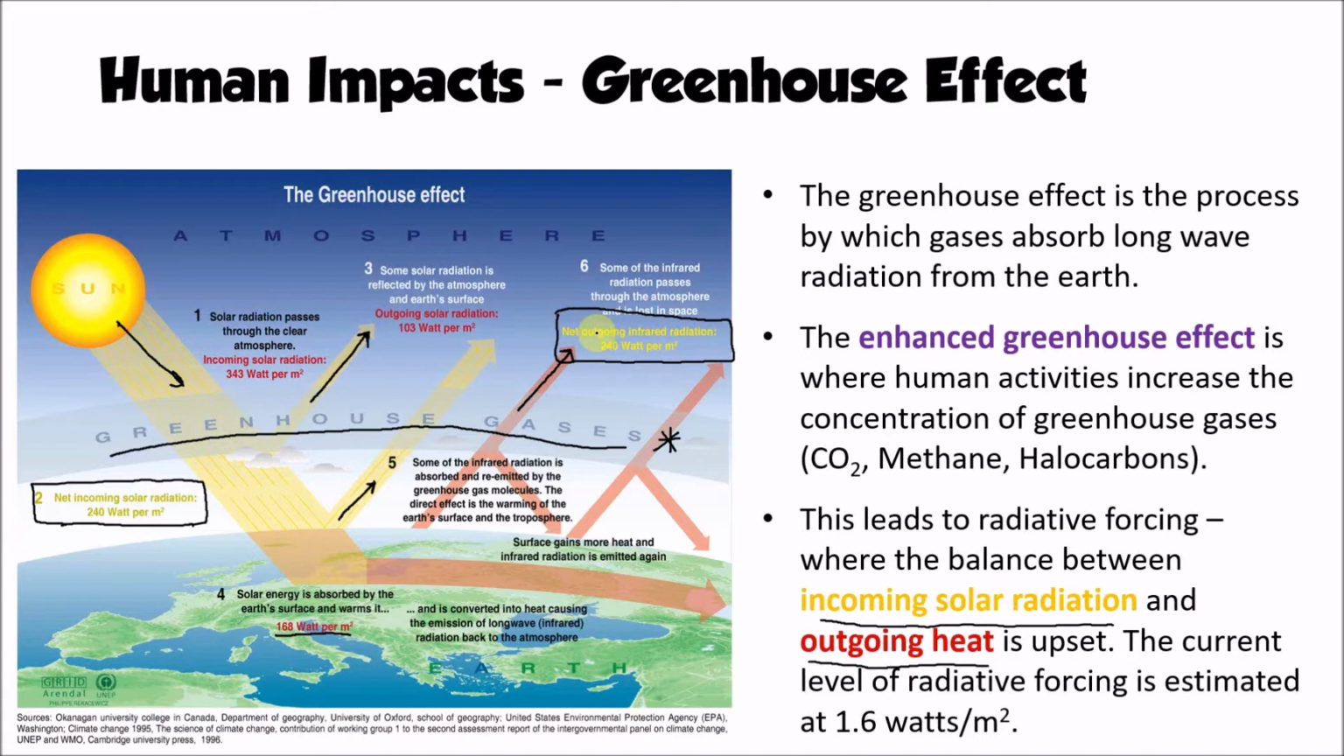But that is assuming that the concentration of greenhouse gases in our atmosphere isn't changing. However, we know that the concentration of those gases is changing as a result of human activity. So what's happening is for every metre squared, 1.6 watts of energy is not being lost out to space. So we've got this imbalance between the amount of energy coming in from the sun and the amount of energy leaving, and that's because those greenhouse gases are trapping heat within our atmosphere.